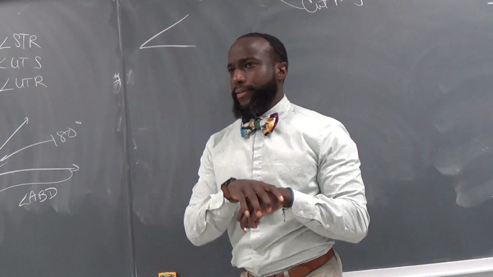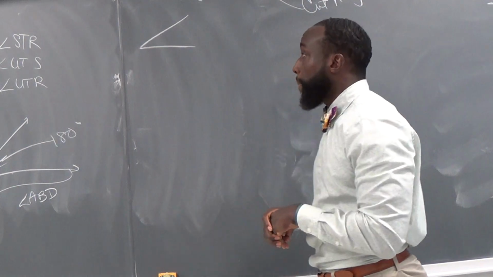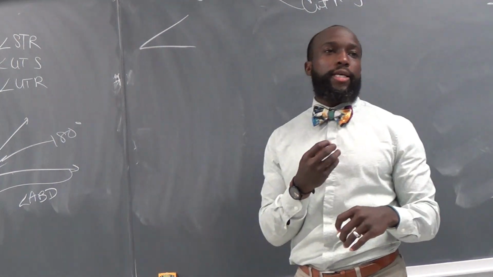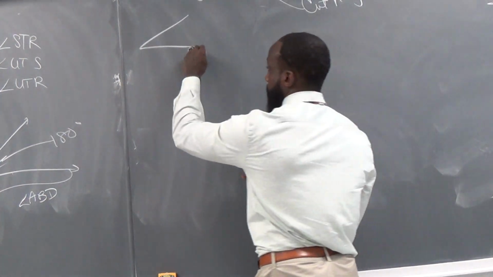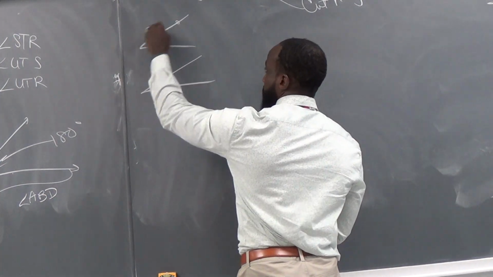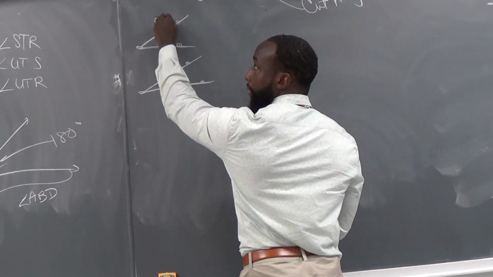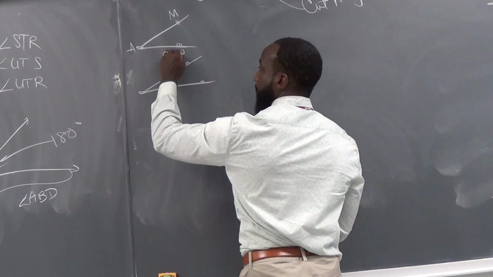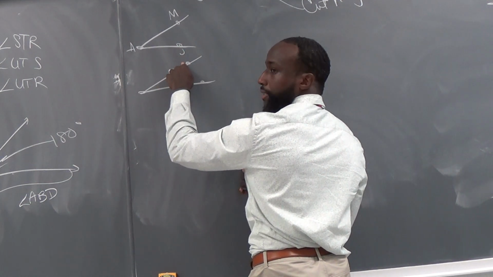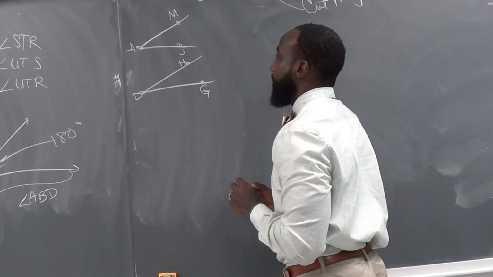Congruent means what? The same. It means equal, right? And so there are marks in geometry that let us know when something's congruent. So for instance, if you have this angle, let's name this angle M-A-J. And let's name this one H-O-G.